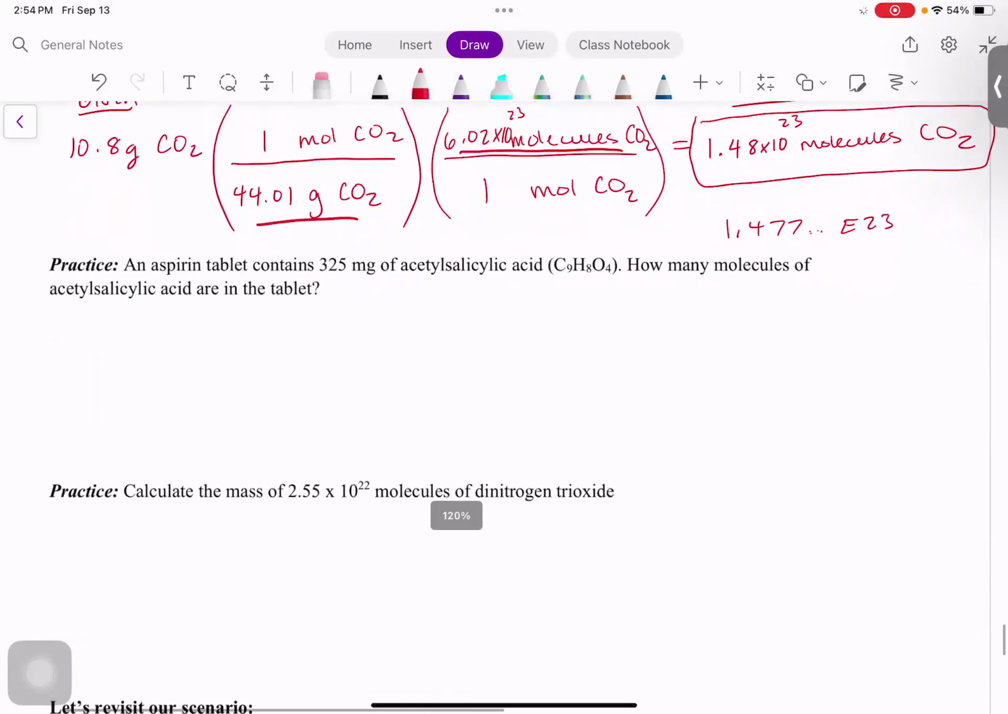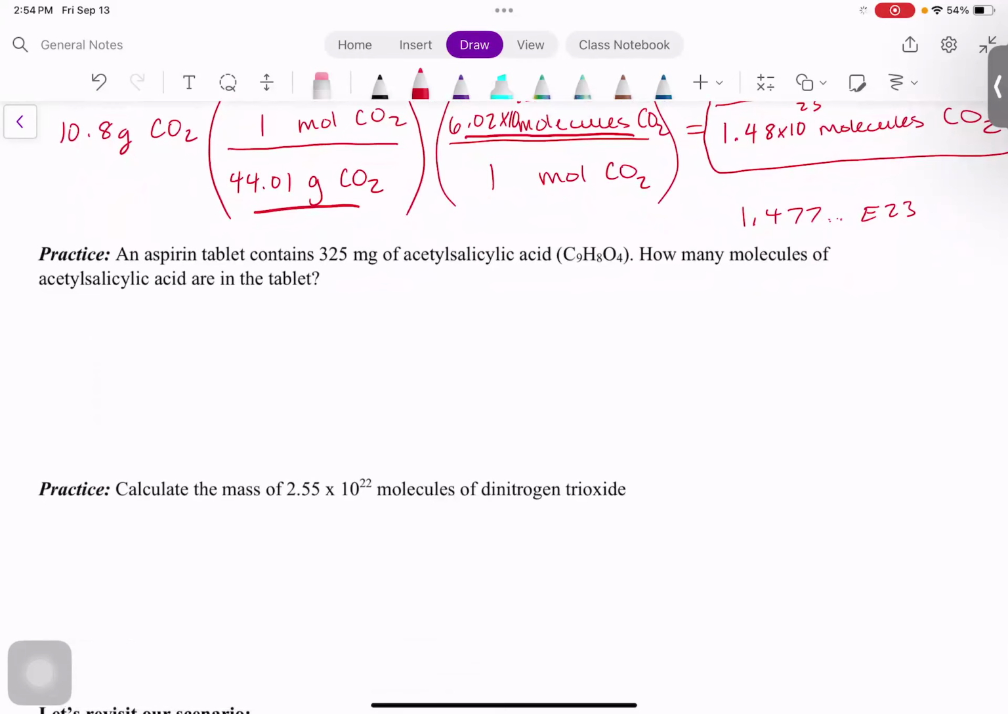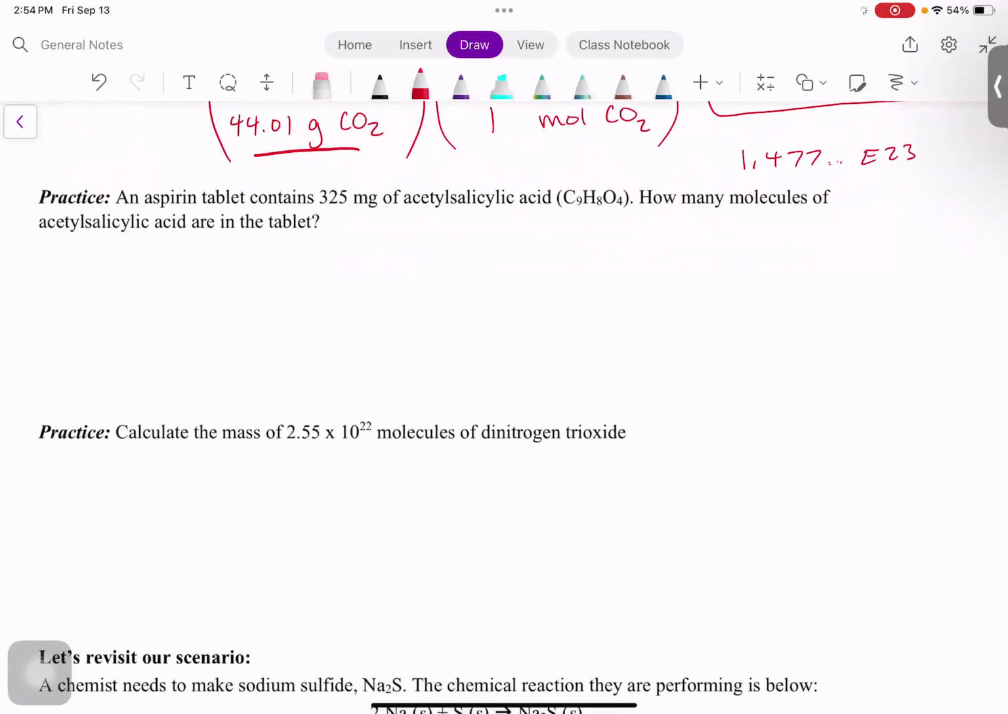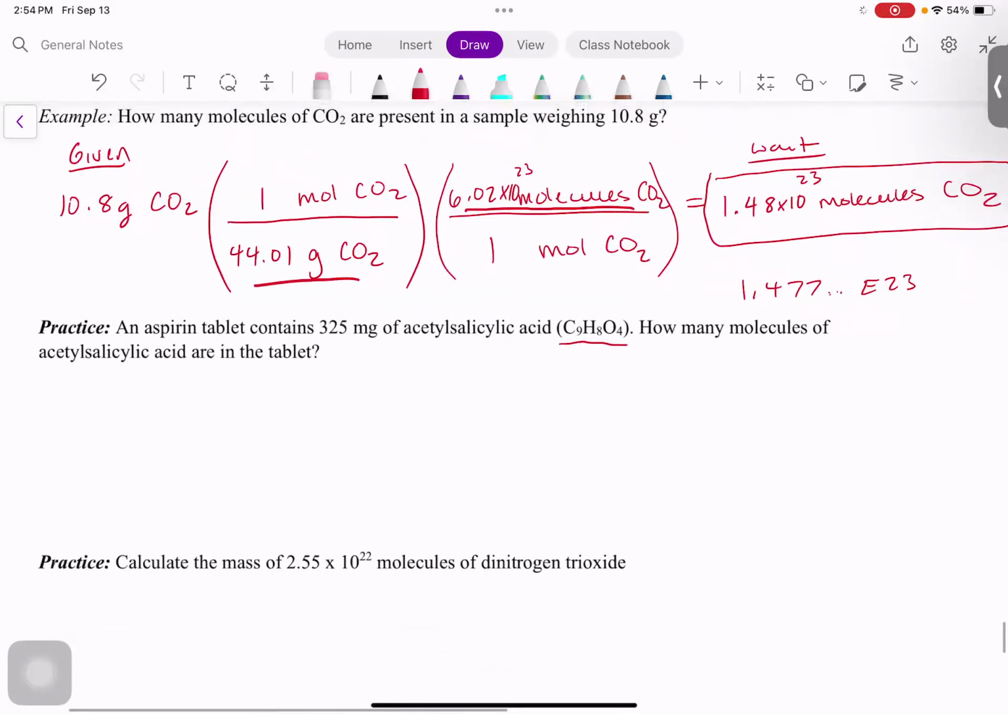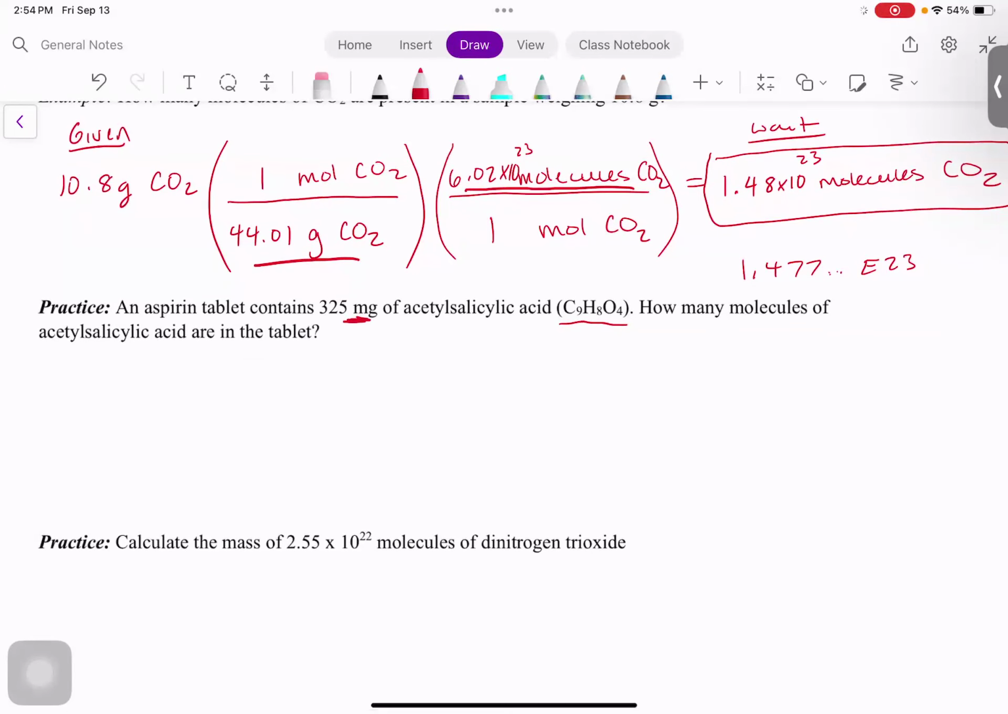All right, so next, an aspirin tablet contains 325 milligrams of acetylsalicylic acid. We're given the formula for this. I wouldn't expect you to know that formula. And we want to determine the number of molecules. Well, this is really the same type of problem we just did up above, except now we're given milligrams instead of grams. And so the molar mass that we know is in terms of grams. And so if we are going to use the molar mass to convert from grams to moles, first we're going to need to convert these milligrams into grams.